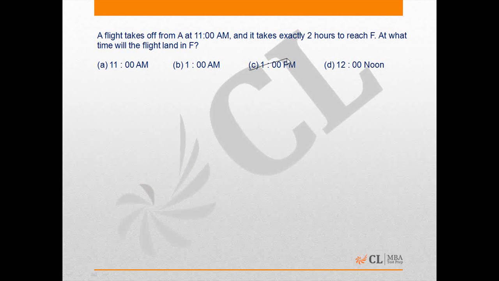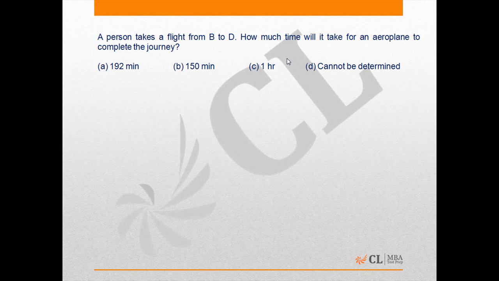And in the next part, the fourth question: a person takes a flight from B to D. How much time will it take for an aeroplane to complete the journey? Effectively, we can calculate the difference between the two time zones, but we actually do not know the speed at which the aeroplane is flying. So the answer to this question should be cannot be determined. So these are the 4 questions of the DI set.